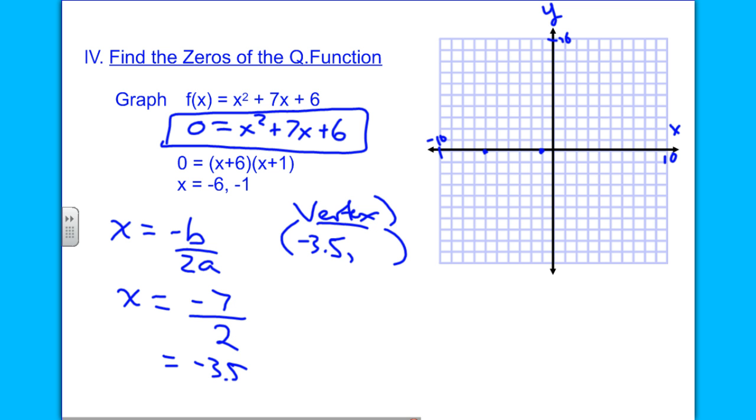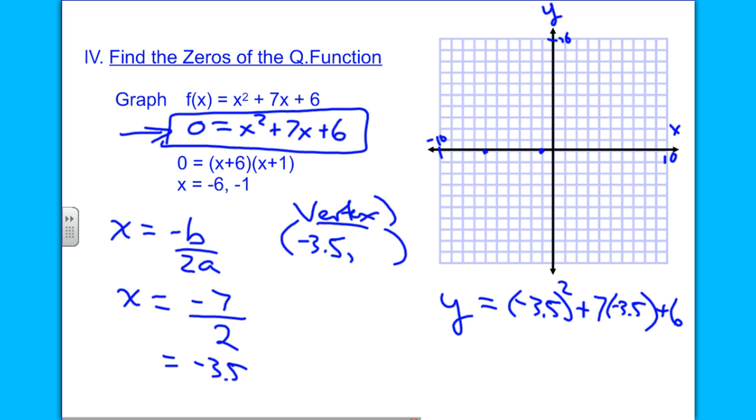And so now we're going to find the vertex. -3.5 is our x. How do we find the other coordinate for the vertex? Jimmy? Good, so we're going to use the original equation, but instead of 0, we're going to call the f of x y, right? Y will equal -3.5 squared plus 7 times -3.5, and then the last was 6, plus 6.